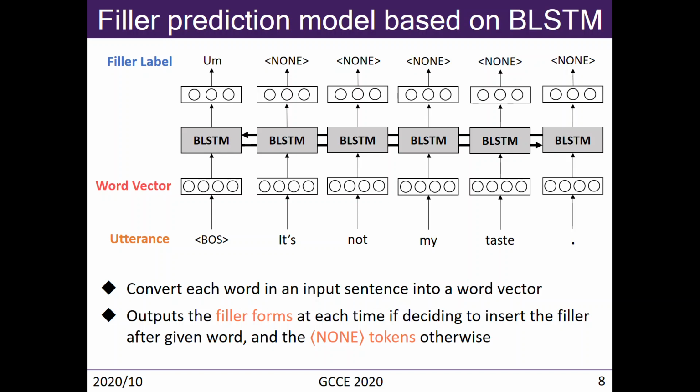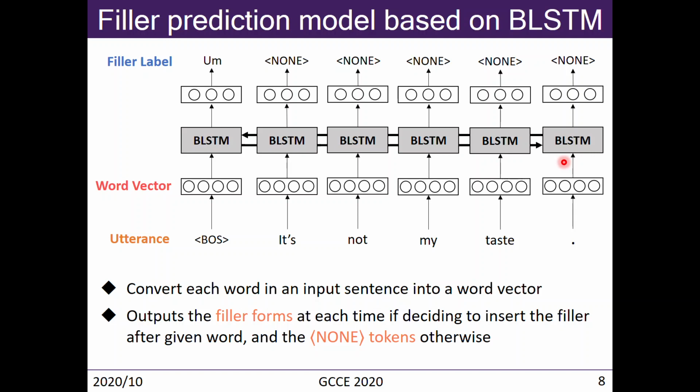This figure shows an overview of the proposed filler prediction model. The input is an utterance, and the output is the label of the corresponding filler. Here, the BOS token represents the beginning of the sentence. First, we convert each word in the input sentence into a word vector. The information in the sentence is then propagated forward and backward in BLSTM.